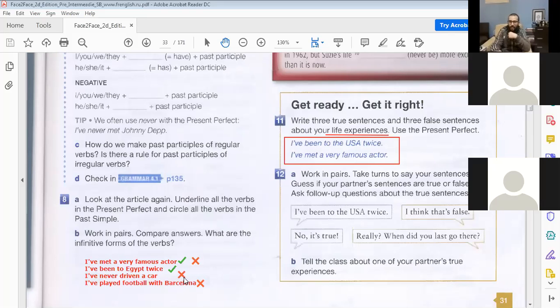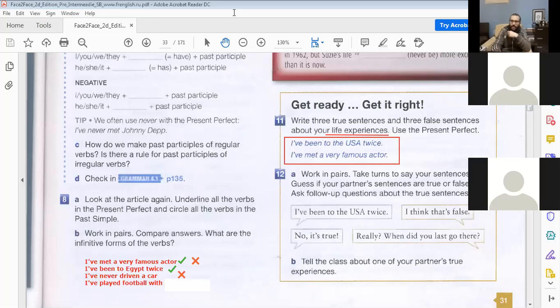But this means our answer is correct, because we said this is false. Okay. And play football, but not with Barcelona. With the team of school. With the school team. Okay. So if we change Barcelona to the school team, then it's true, right? Yeah. Did you have a women's football team, or did you play with the boys when you were younger in school? Mixed, yes, when I was younger. Ah, that's nice.